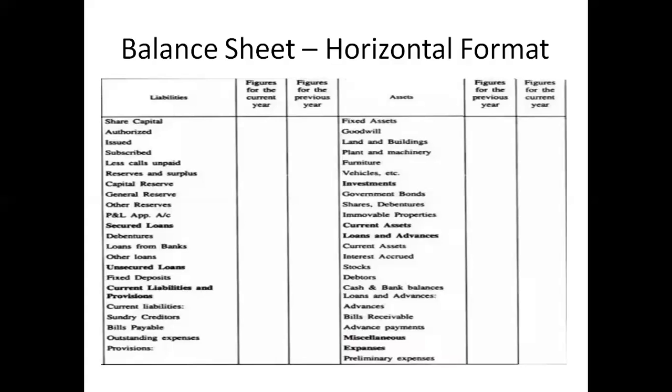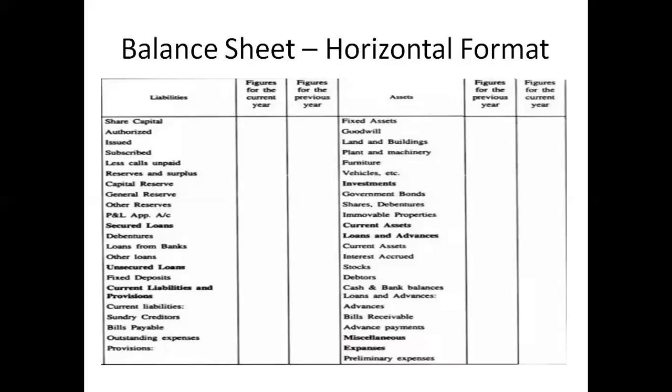Less we have calls unpaid. Say the face value of a share is 10 rupees, and only 8 rupees have been paid. So the calls unpaid will be 2 rupees, and the total amount of share capital will be 10 minus 2, that is 8 rupees. Reserves and surplus include capital reserve, reserves for revaluations, reserves such as profit and loss account reserves and all that.